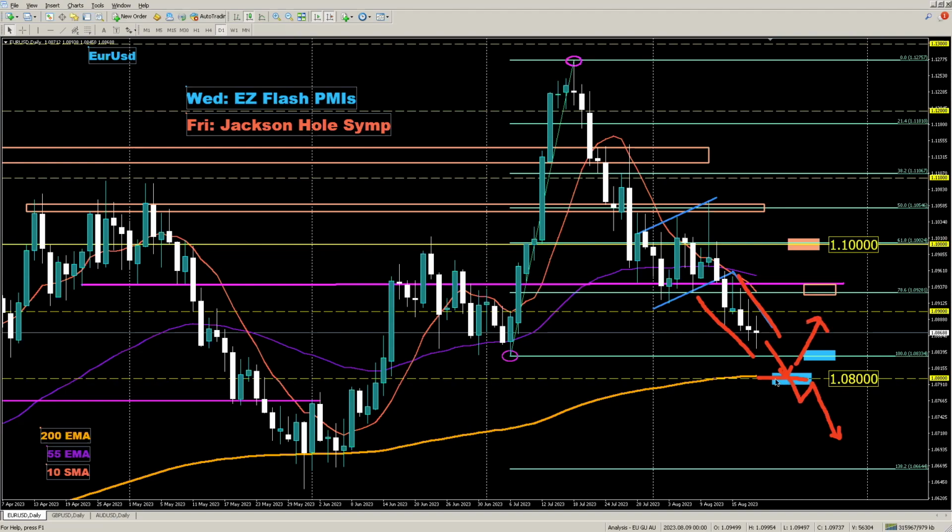So it could find support at 108 and then consolidate between the 108 and the 109. And there's no major news apart from the Eurozone flash PMIs, and of course the Jackson Hole Symposium, where there'll be a number of speeches and potential announcements as well.